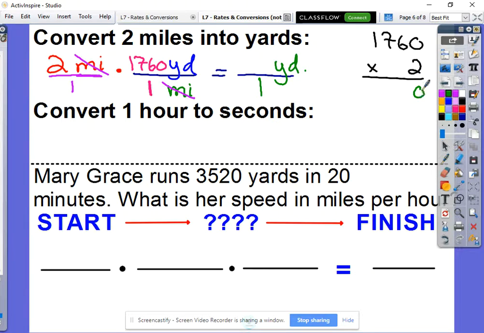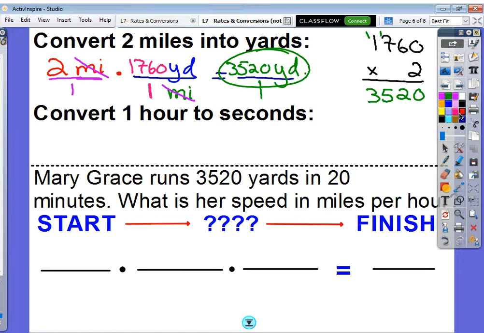2 times 0 is 0. 2 times 6 gives me 12, right? So we write the 2 down here, and then we write the 1 up here. 2 times 7 is 14 plus that 1, so that's 15. Carry the 1 again. And then 2 times 1 is 2 plus the 1 is 3. So there you are. We have 3,520 yards. That's our final answer, 3,520 yards. All right. And we've already done this earlier.